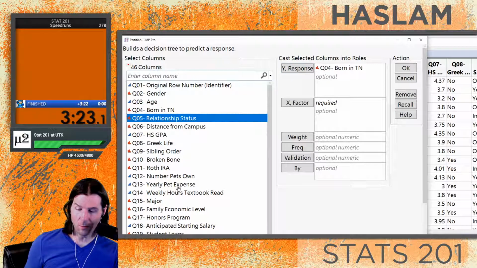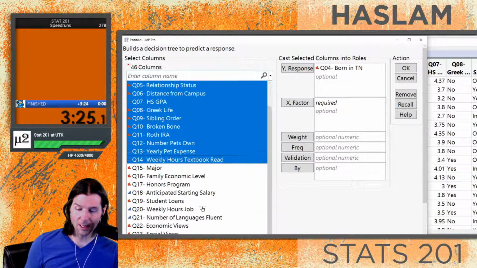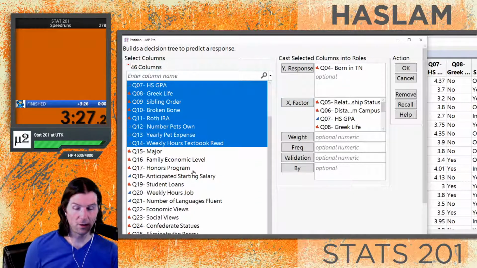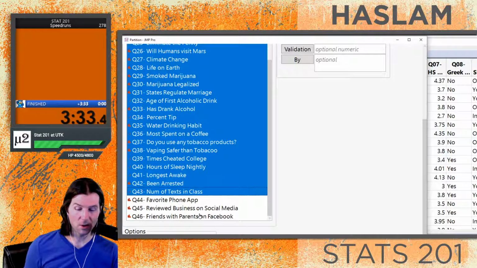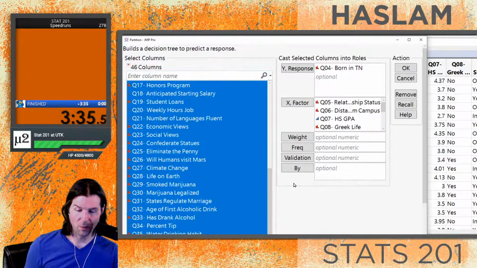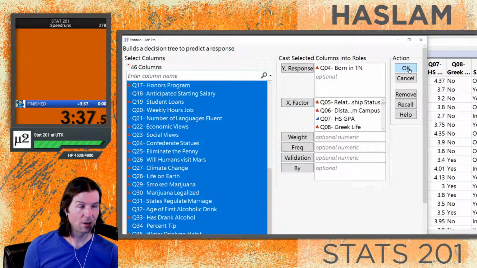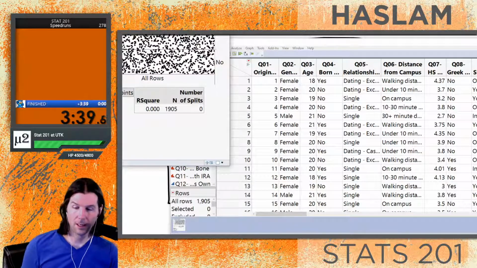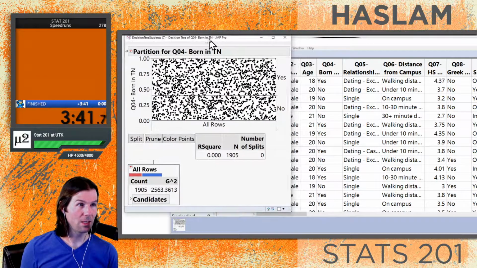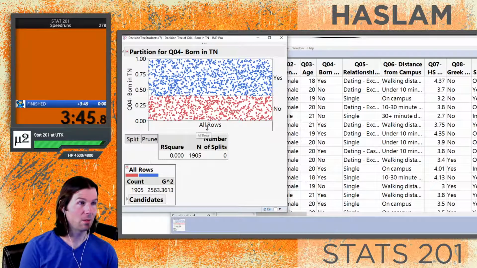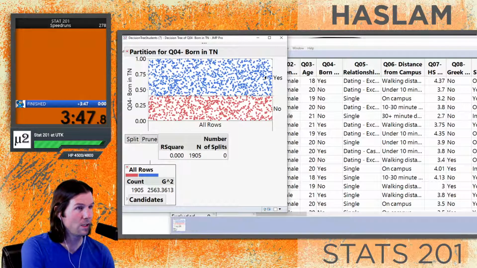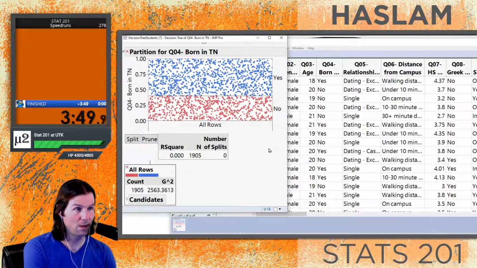I'm just going to take a whole bunch of X variables here, but I'm not going to take major. I'm just going to drop these over here, and I'm going to take more X variables, and I'm also not going to take somebody's favorite phone app, because that'll also act like an identifier. And let's just put all of these X variables in right here, and let's look at the decision tree. Now, in this decision tree, we are predicting a categorical Y variable. We know this because we can color the points because we have people here who are born in Tennessee and people who are not born in Tennessee.